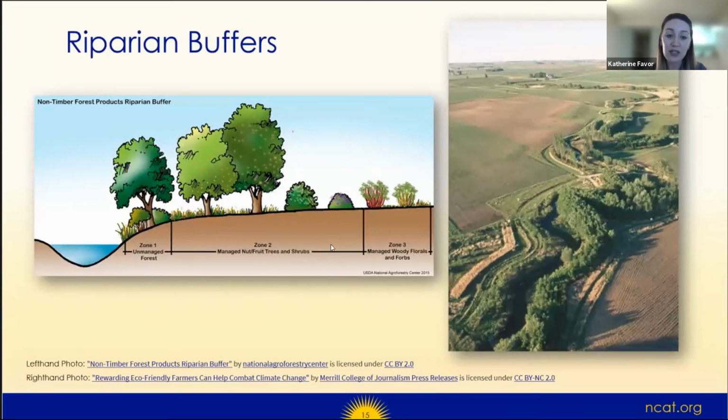There are typically 3 zones. Zone 1 is unmanaged forest. Zone 2 has kind of more harvestable crops. You can put nut trees and fruit trees. And then zone 3 has a lot of grasses and smaller woody shrubs, woody florals, and forbs.